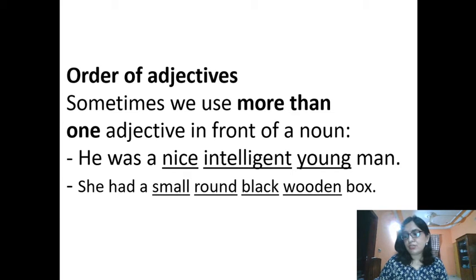Now the next very important thing is order of adjectives. It happens in life that you have to use more than one adjective in a sentence to define a certain noun. So what is the order? In which order will you place adjectives? That is the key. If I'm saying he was a nice, intelligent young man, you can see I have used three adjectives, nice, intelligent, young, with a man, but in which order are you going to place them?